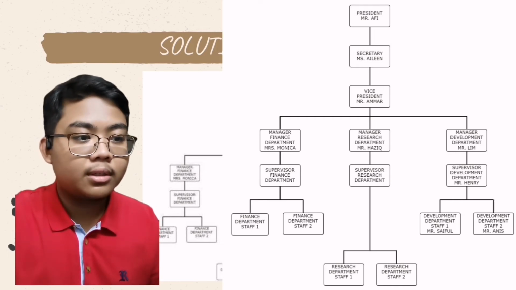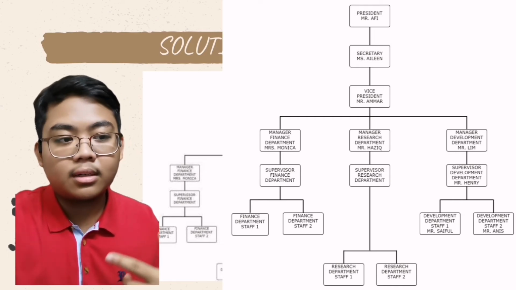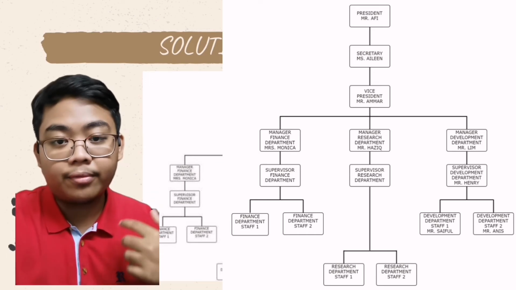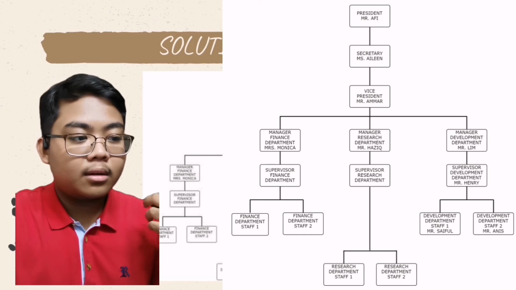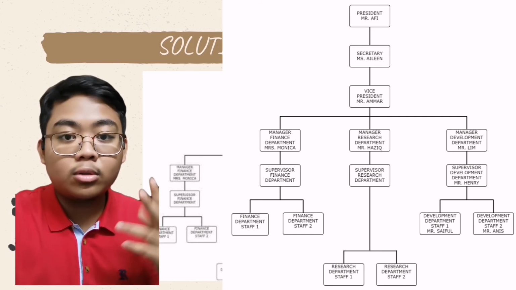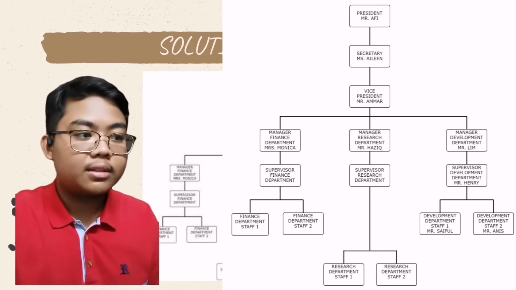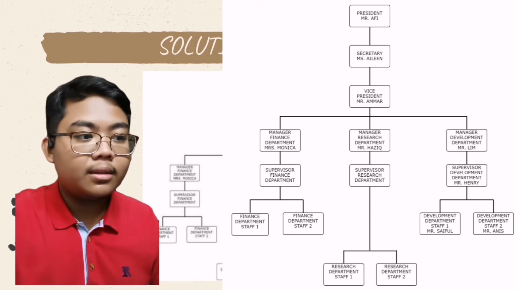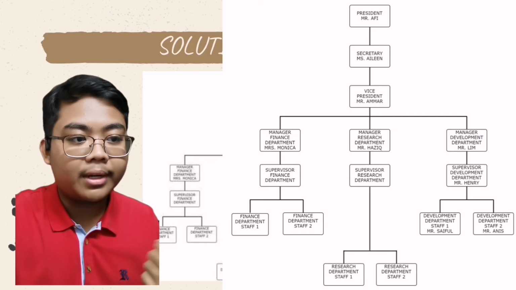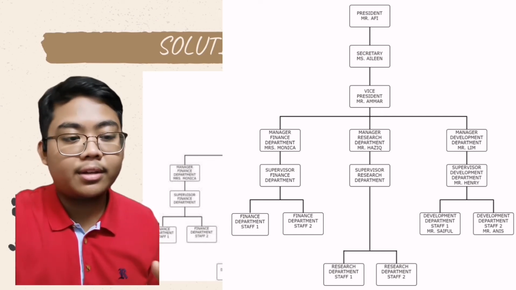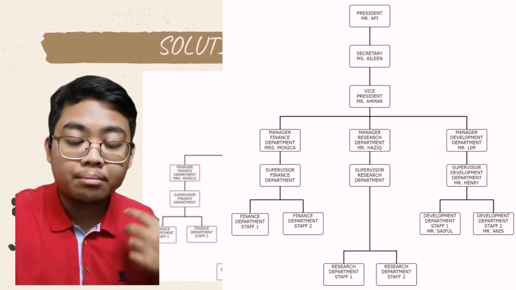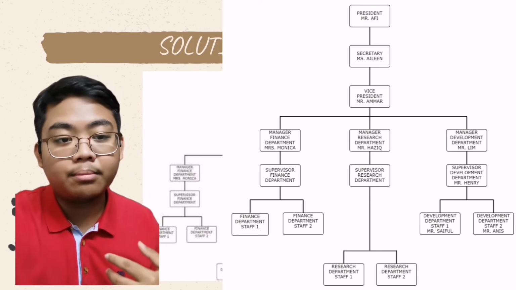The supervisor in development department is Mr. Henry. So all of them have two staff, such as finance department has two staff and research department has two staff. But development department also has two staff, where staff one is Mr. Saiful and staff two is Miss Anis.